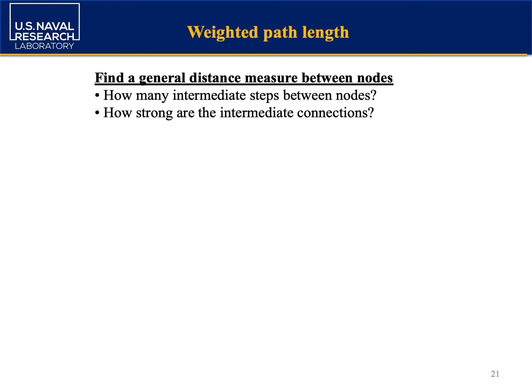If you have to go through more intermediate steps in the network to get between two nodes, well, they should have a weaker interaction. But I also want to know how strong those intermediate connections are. That should be a stronger connection. So I'm going to set this up as a general distance measure.